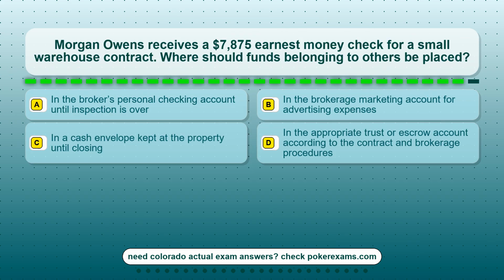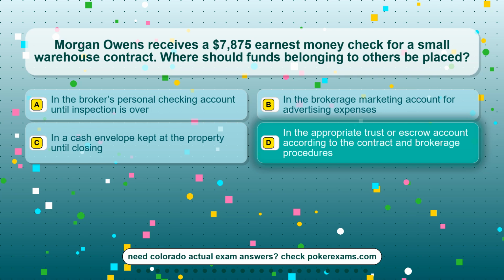Question 8. Morgan Owens receives a $7,875 earnest money check for a small warehouse contract. Where should funds belonging to others be placed? Option A. In the broker's personal checking account until inspection is over. Option B. In the brokerage marketing account for advertising expenses. Option C. In a cash envelope kept at the property until closing. Option D. In the appropriate trust or escrow account according to the contract and brokerage procedures.